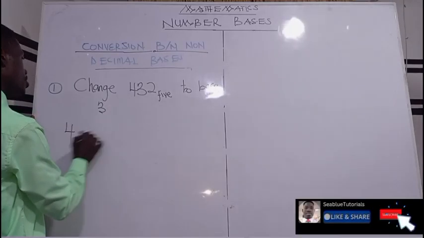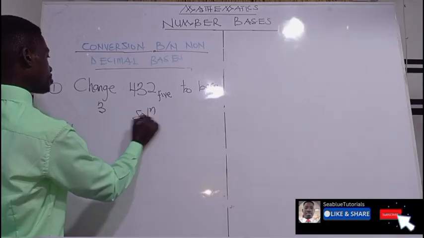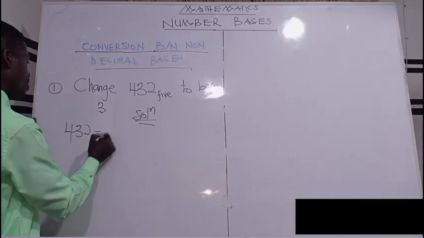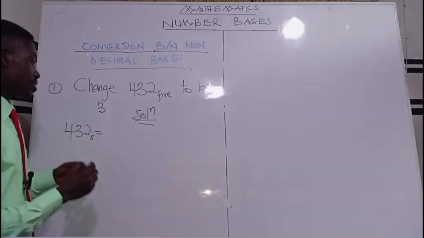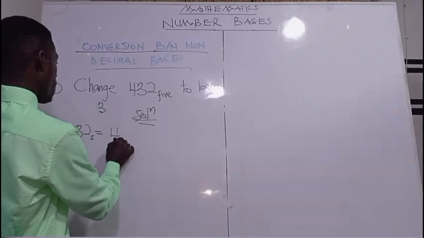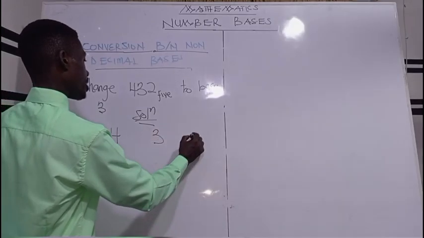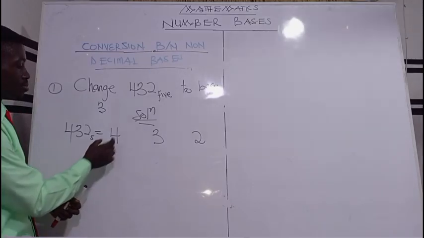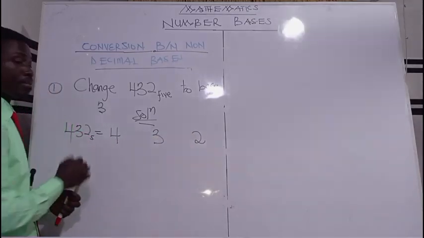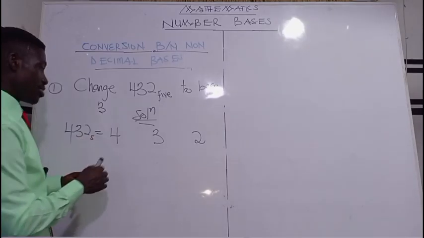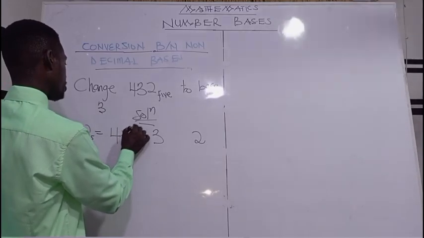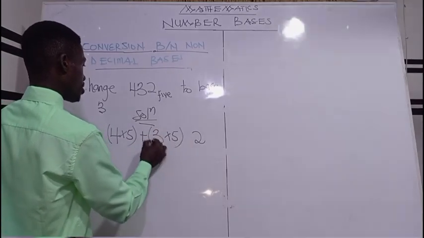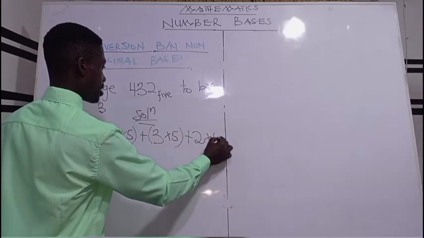So we have the solution: 4, 3, 2 base 5. We are converting it to base 10. So we have 4, 3, and then 2. Now what we are going to do is multiply each of these numbers by the base given. So the base is what? 5. So multiply here by 5, we sum, multiply here by 5, we sum, multiply here by 5.